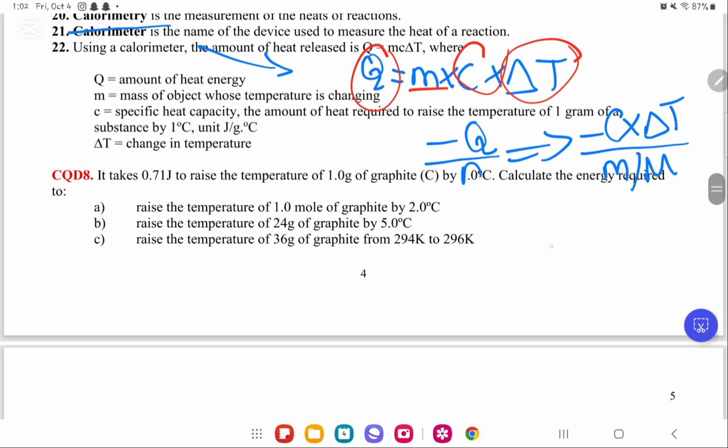Now we're going to apply. We're going to see which one of the 2 we're going to apply. It takes 0.71 joules to raise a temperature of 1 gram by 1 degree Celsius.